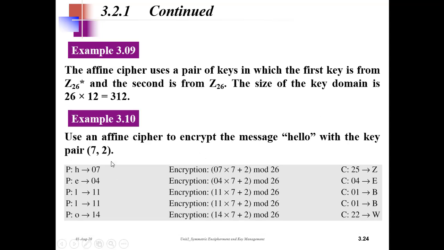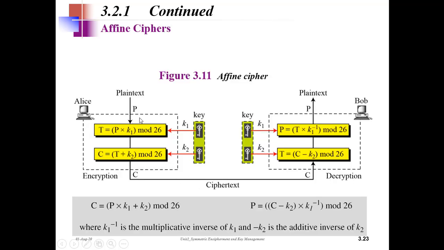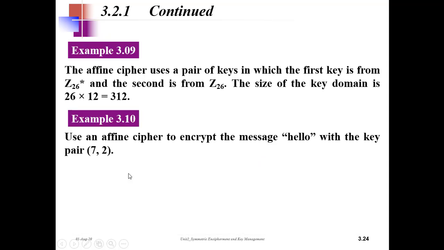So let's see: use an affine cipher to encrypt the message hello with the key pair 7, 2. In an affine cipher, two keys are given. This can be reduced into one step as (P times K1 plus K2) mod 26. It can be proved, but the derivation is not there, so I will not go there.